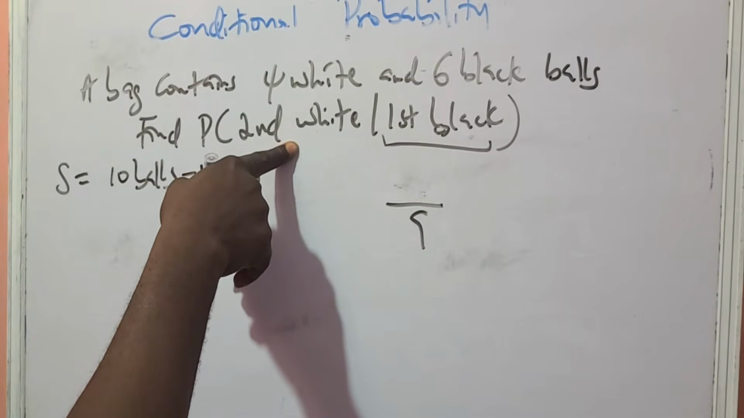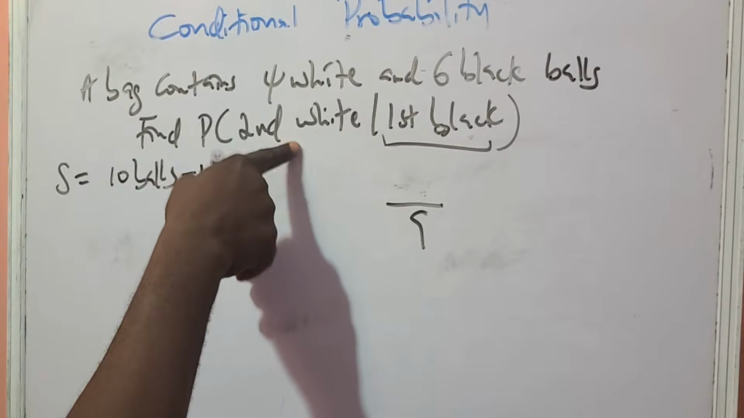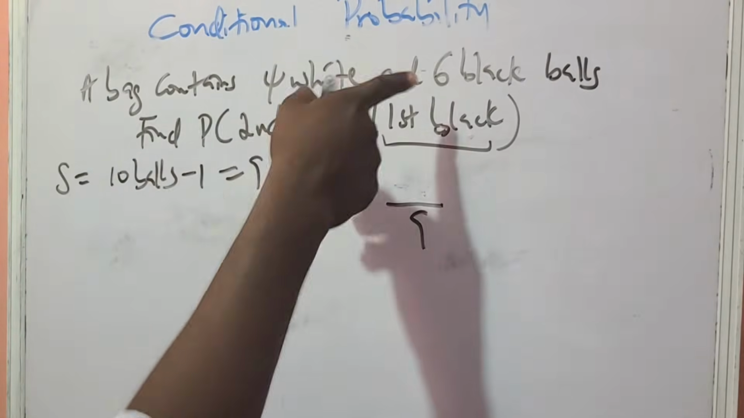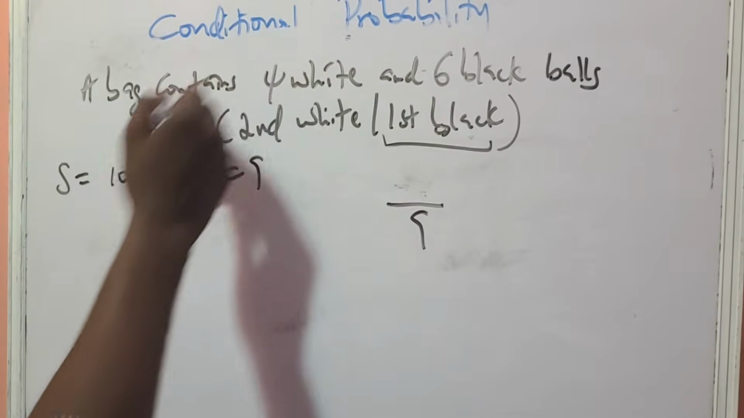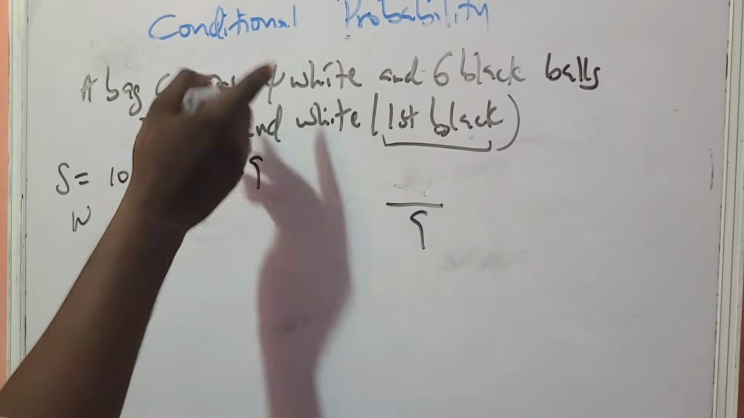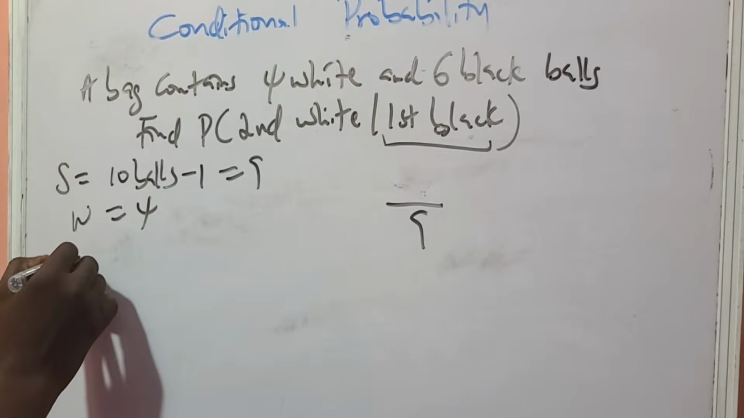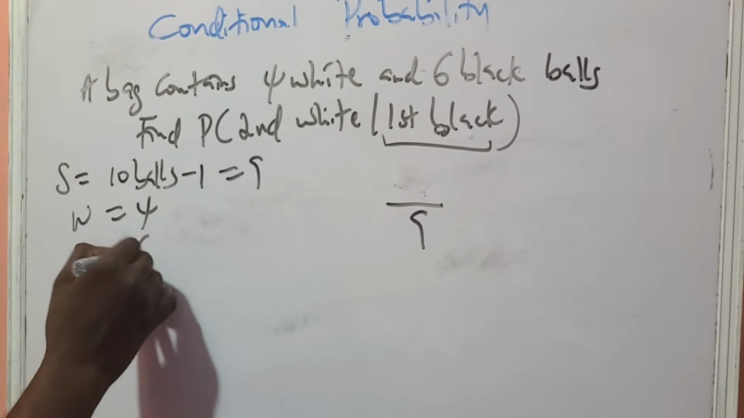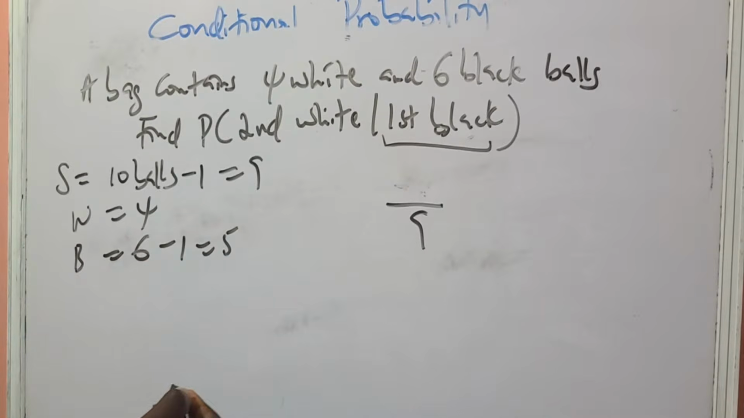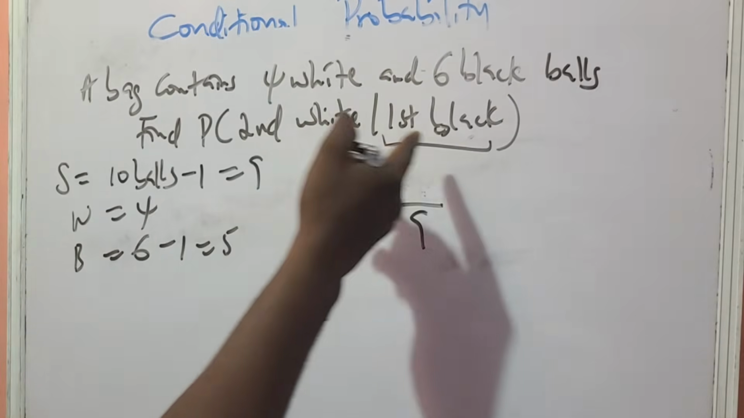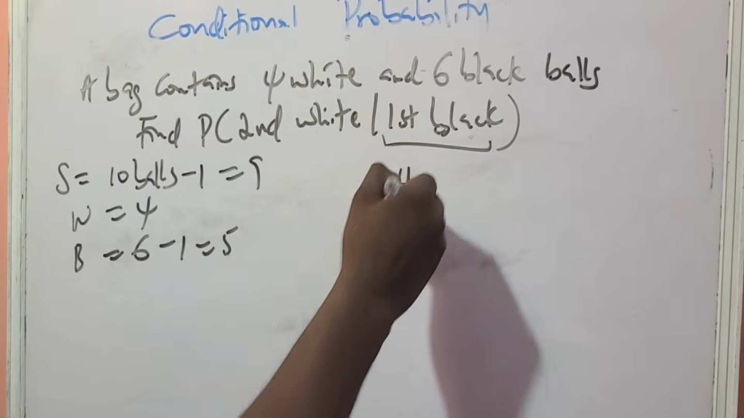Now, second being white. Of course, you have not picked any white. You have only picked black. So from your white balls, you still have your white balls. You still have your total white ball. It's only your black that has reduced. You had 6 black. Your black has reduced from 6 to 5, while you still have your white intact. You have not picked any white. So obviously, the answer will be 4/9.